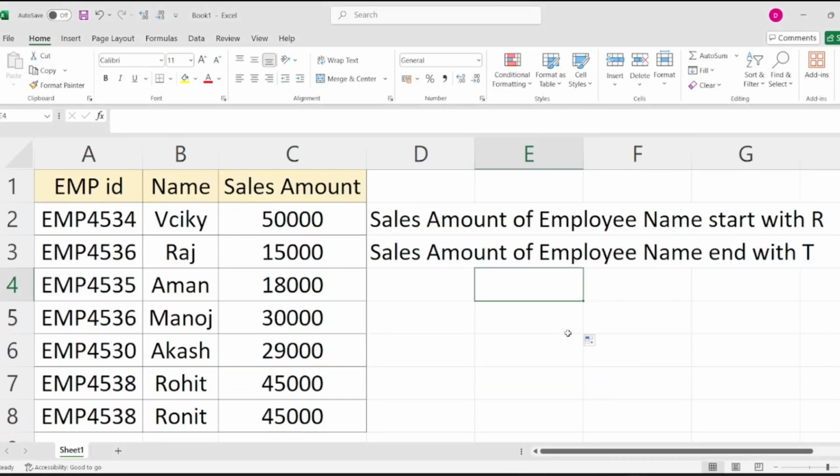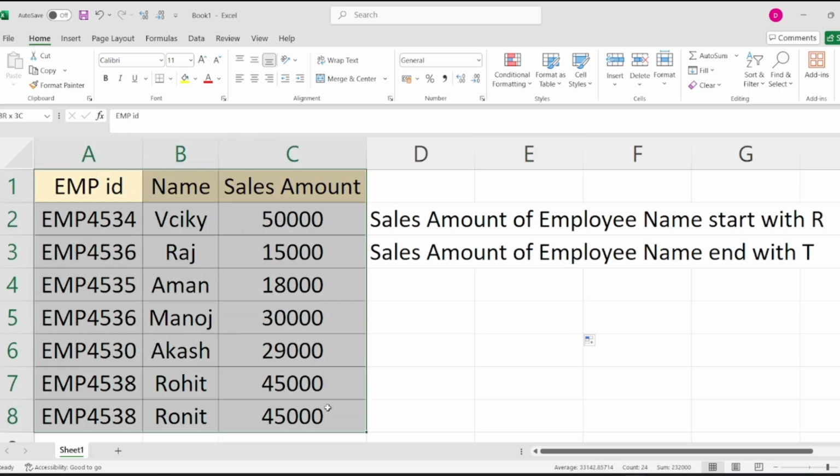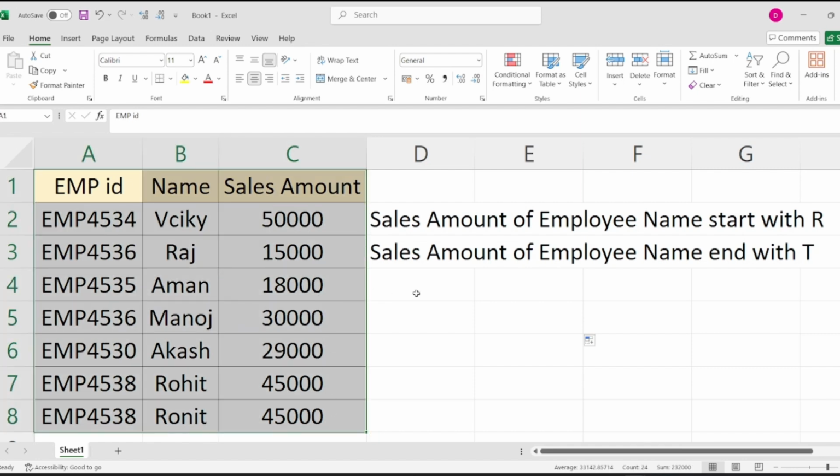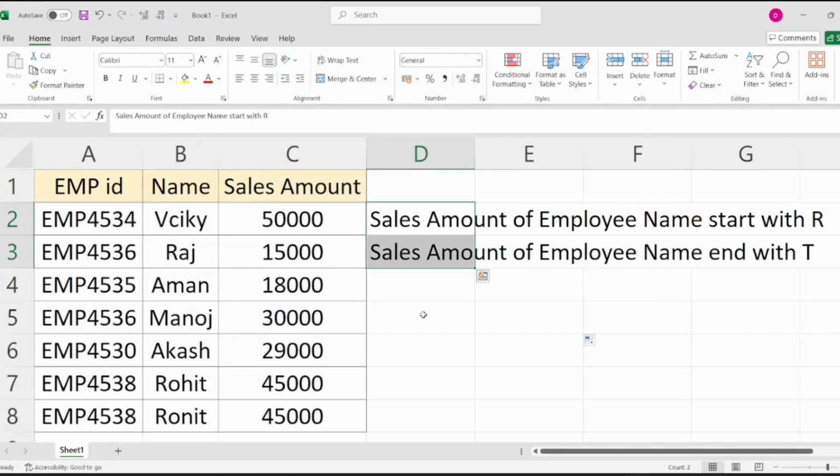Today we are going to learn the SUMIFS conditional formula. So we have a small data here. I took some small data for the example only, right? If data will be used, this formula will be very useful for us. So here are the two questions. We'll try to solve them.